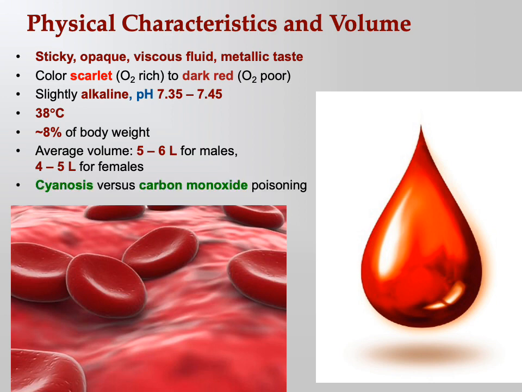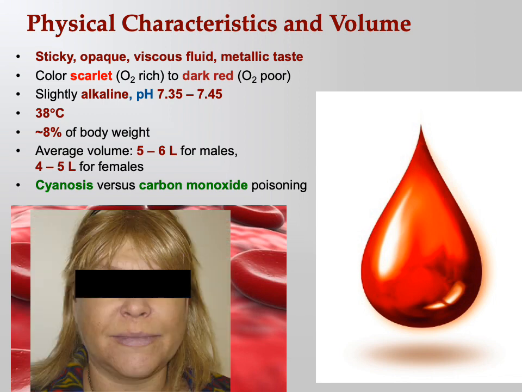Cyanosis versus carbon monoxide poisoning. Cyanosis means, cyan means blue. So people, here you can see this woman has cyanosis. Now you're thinking, wait, she's not blue. Well, her lips are bluer than they should be. Cyanosis is potentially a danger sign because it means the tissues are not getting enough blood. Like sometimes newborn babies will turn blue.